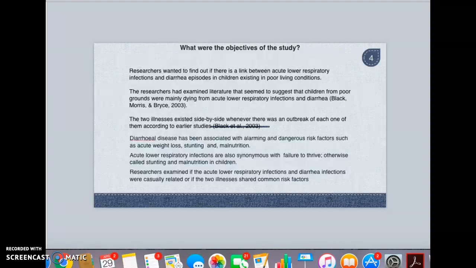Diarrheal disease has been associated with alarming and dangerous risk factors such as acute weight loss, stunting, and malnutrition. Acute lower respiratory infections are also synonymous with failure to thrive, otherwise called stunting and malnutrition in children. So, essentially what we're reading is that not only are these children not getting what they need as far as physical health, but when it comes down to basic needs, food, water, shelter, this is saying nutrition. Based on nutrition, these children aren't receiving what they need. Researchers examined if the acute lower respiratory infections and diarrhea infections were causally related, or if the two illnesses share common risk factors.